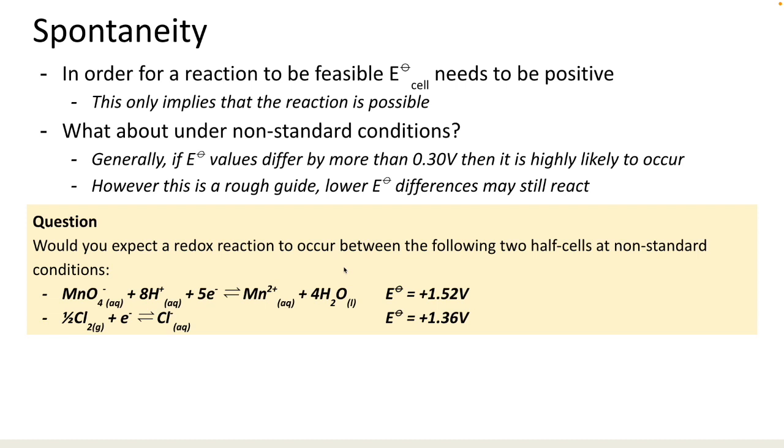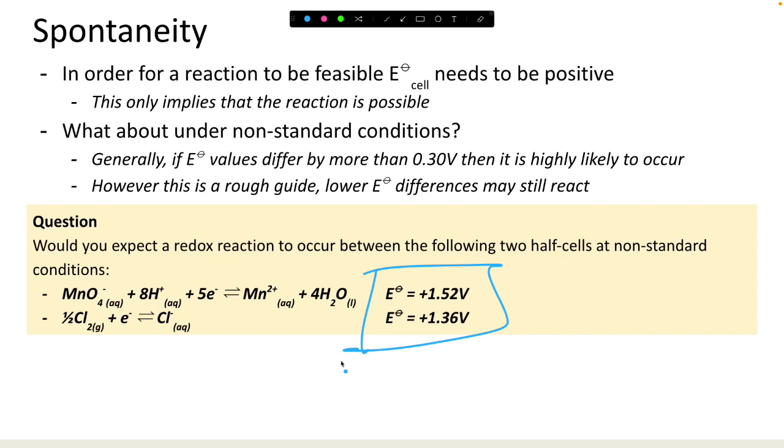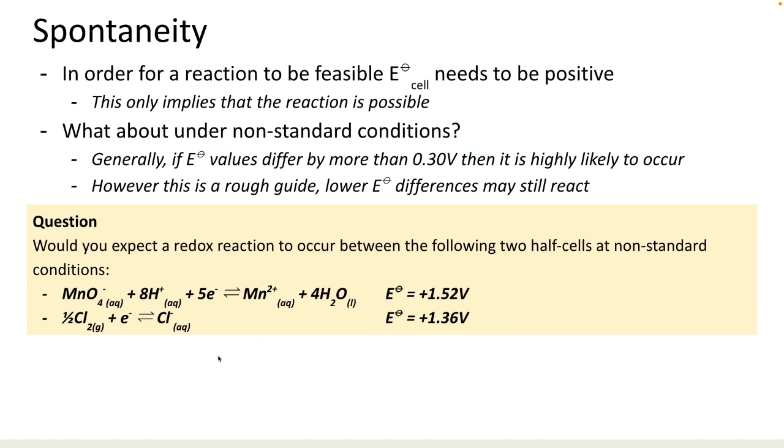Would you expect a redox reaction to occur between the following two half cells at non-standard conditions? So consider what our reduction potentials will tell us about what is being reduced, what is being oxidized, calculate the cell potential, and apply our rule if we were at non-standard conditions, and tell me if it's likely to occur or not. What do we have to do?